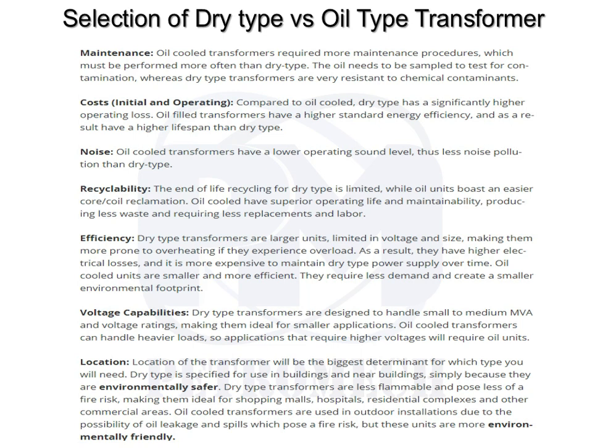So here I have specified seven important points which will help us in selecting whether to go for dry type transformer or oil type transformer. The first point, as you can see, is the important point of maintenance. Oil cooled transformer requires more maintenance procedures as it has oil and also a lot of important ancillaries which are part of the transformer.